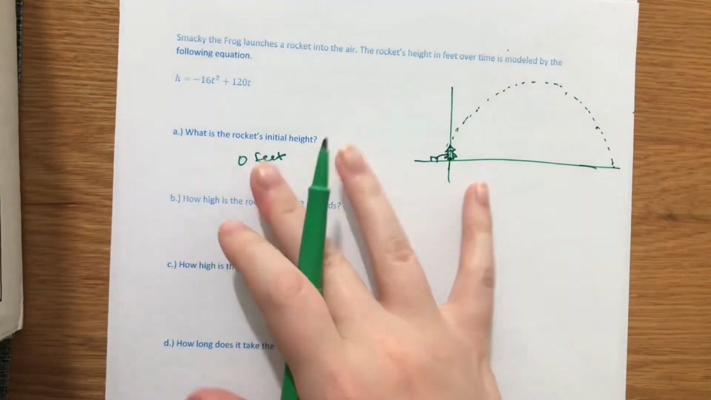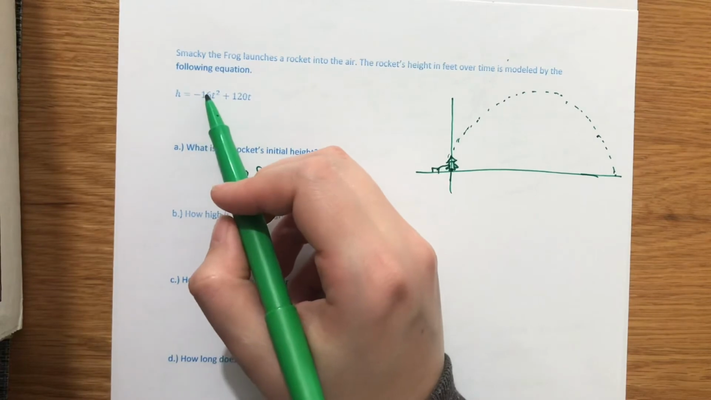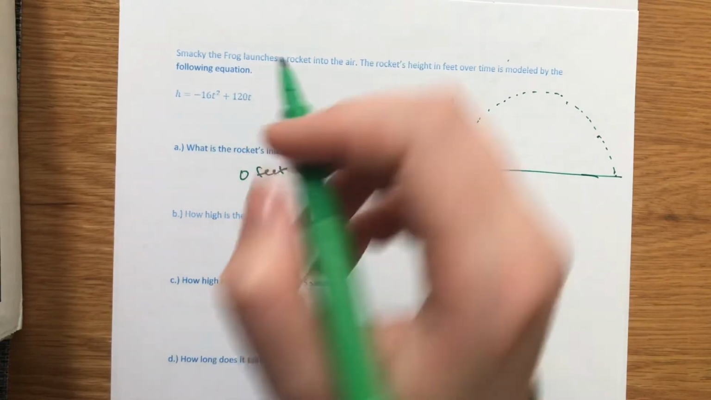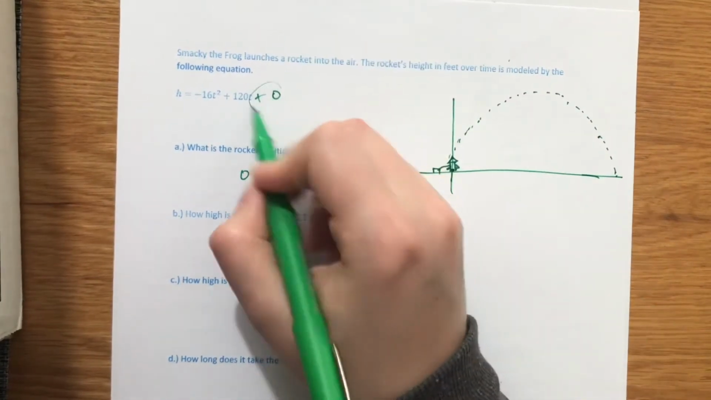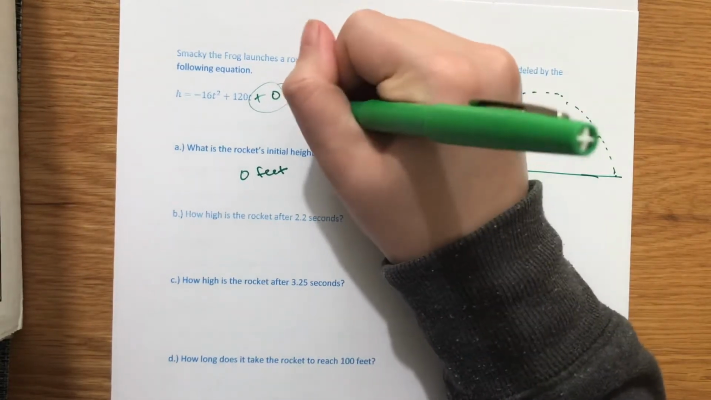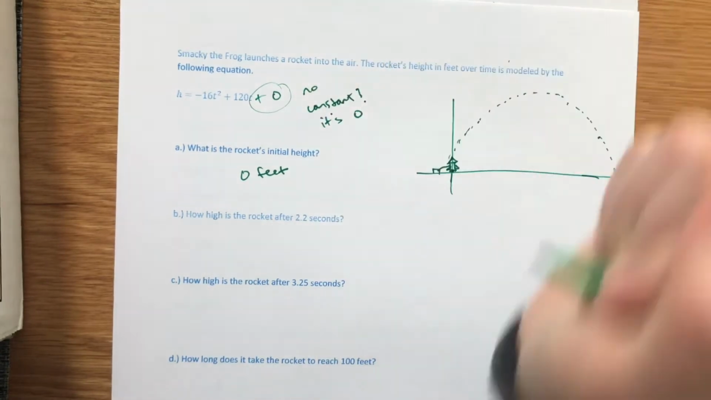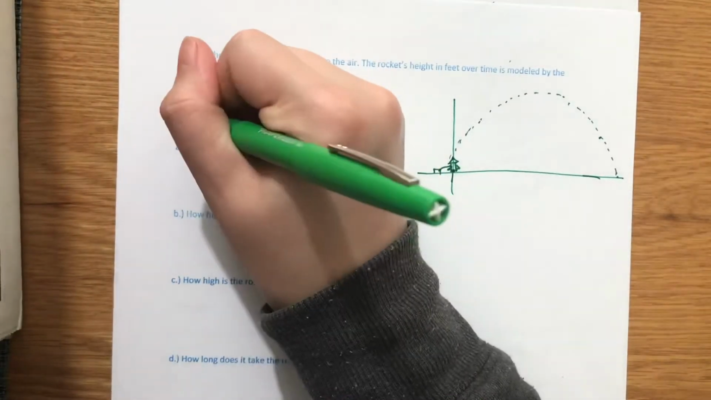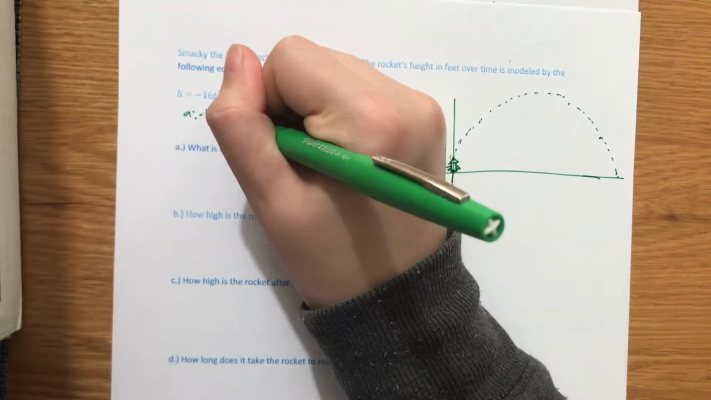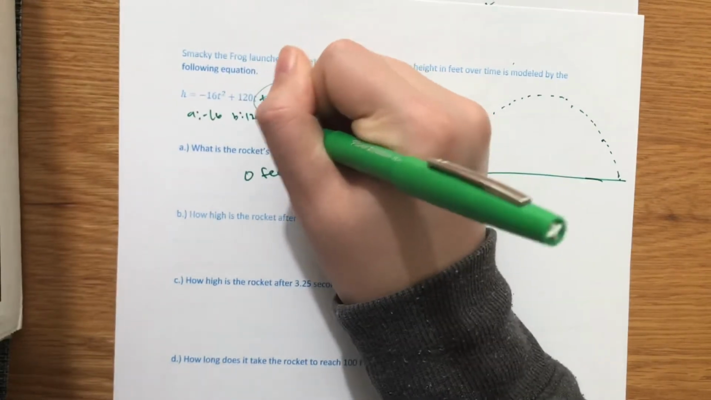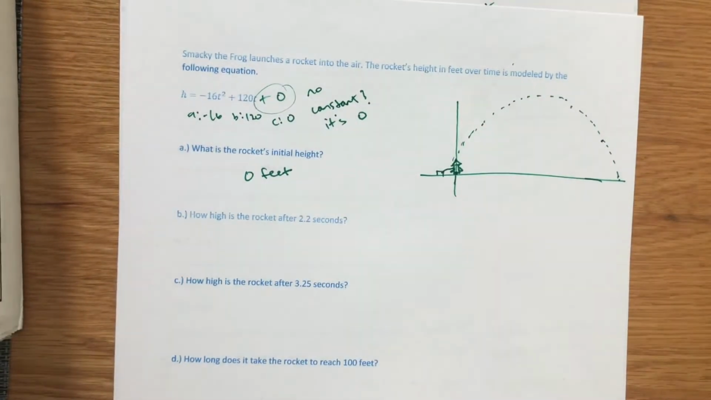And to double check that, let's look at our quadratic. Height equals negative 16t squared plus 120t plus 0, right? There's no constant here. That means it's 0. So let's label our A, B, and C values. Our A value is negative 16. Our B value is 120. Our C value is 0 because the y-intercept is 0. So it starts on the ground.